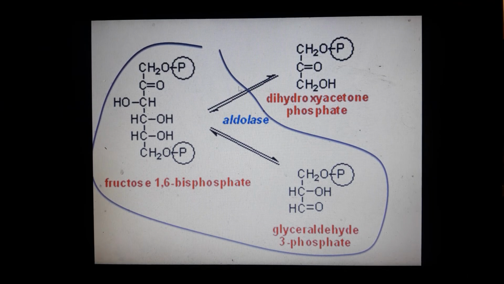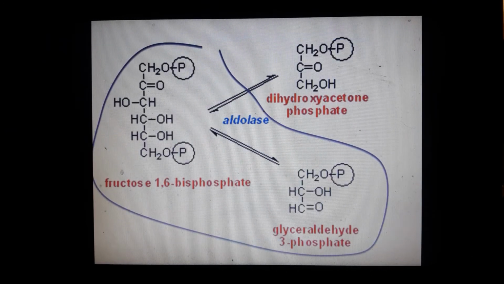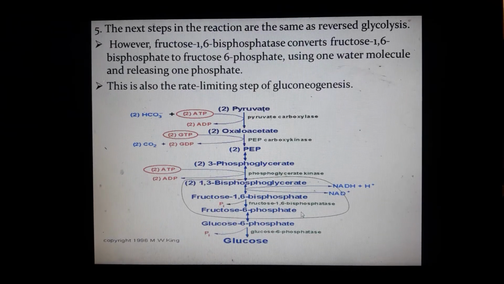Take note. Usually, in step number 4 of glycolysis, it can be converted to dihydroxyacetone. So here, the glyceraldehyde 3-phosphate is the product of the steps between step 4 and step 5 of gluconeogenesis. So it can be converted into fructose 1,6-bisphosphate. Okay? So take note, the next step is the reaction involved, same as the reverse of glycolysis.